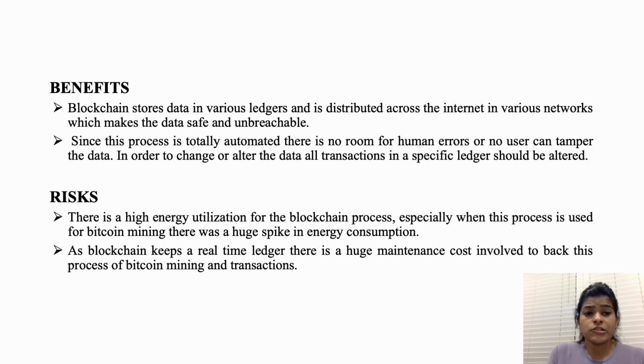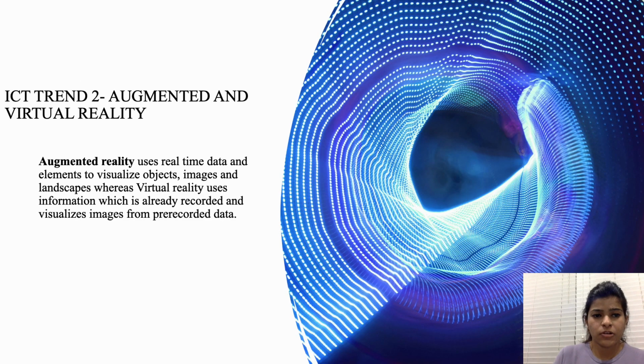Blockchain stores data, and apart from that, there is a risk because it is used for Bitcoin mining, and the energy utilization for blockchain is very high. A blockchain keeps a real-time ledger, and there is also a huge maintenance cost for Bitcoin mining and all the transactions. Let's talk about the second ICT trend, that is augmented reality and virtual reality.